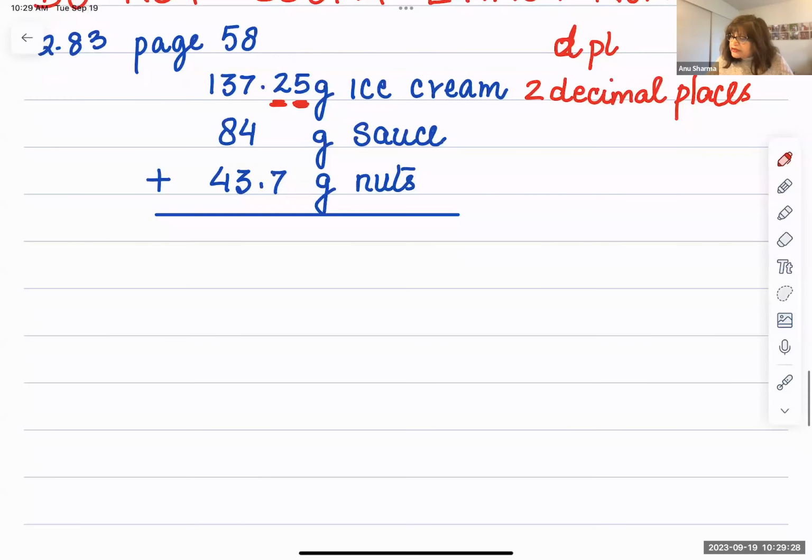I have deducted points because students doing addition were counting significant figures. No, you need to count the decimal places. This one has 0 decimal places, and this one has 2 decimal places. But the 84 is an exact number, so we don't even consider it. We are just going to consider these 2 decimal places. Remember accuracy and precision.